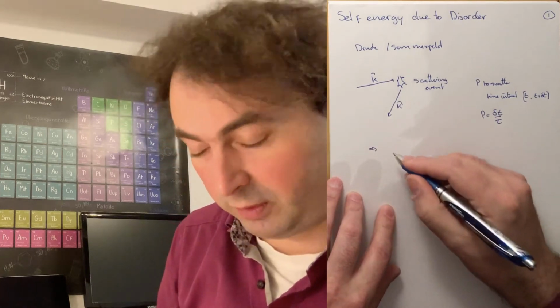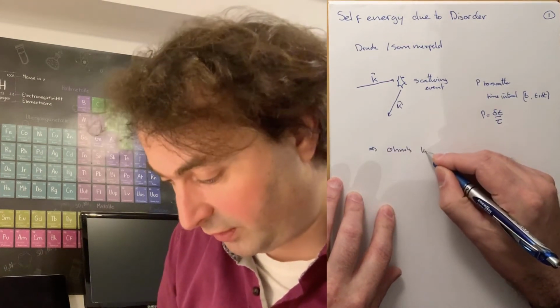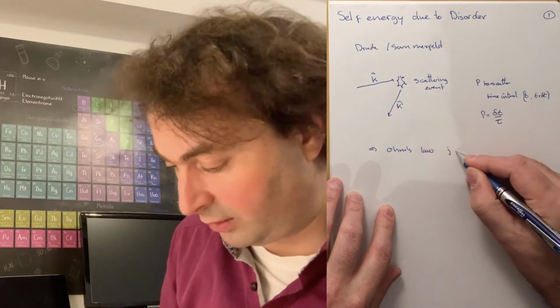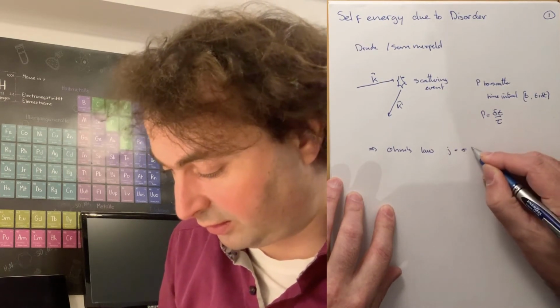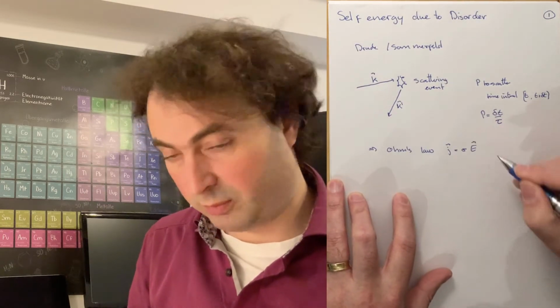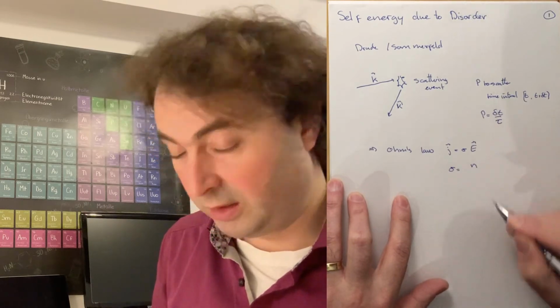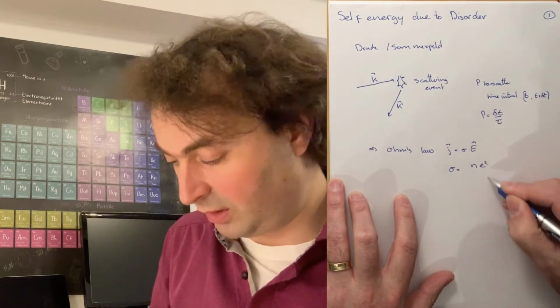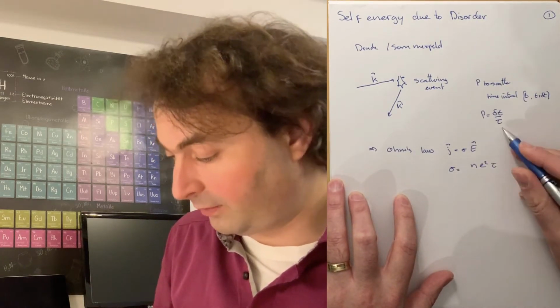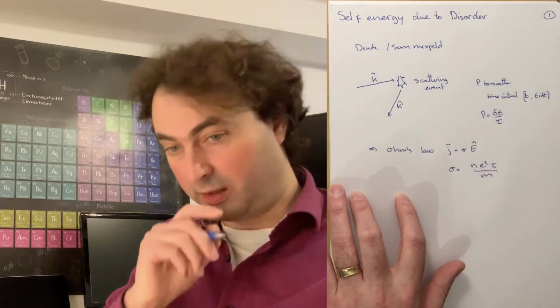And with this we were able to derive Ohm's law in one of the first lectures, such that the current is the conductivity times an external electrical field, and the conductivity is given by the electron density times the electron charge squared times this tau, our scattering time, divided by the mass of the electrons.